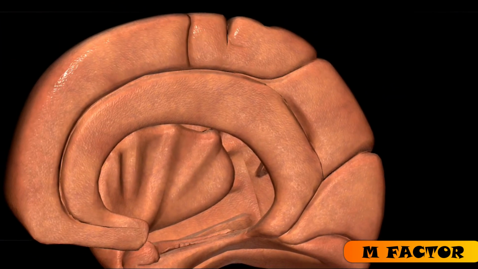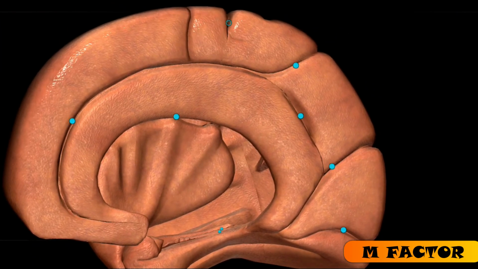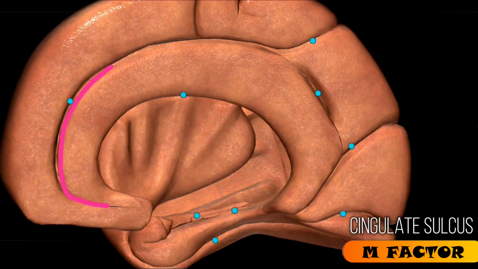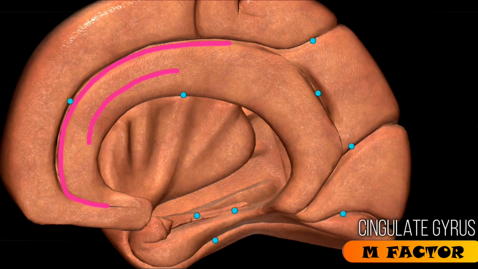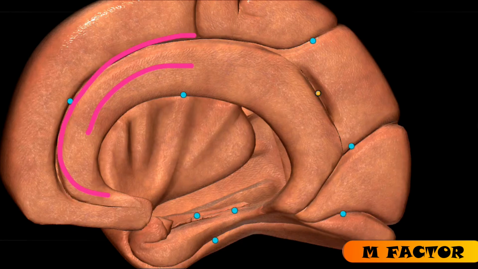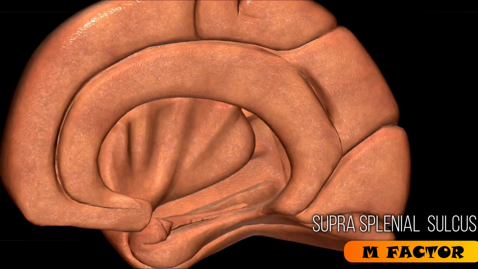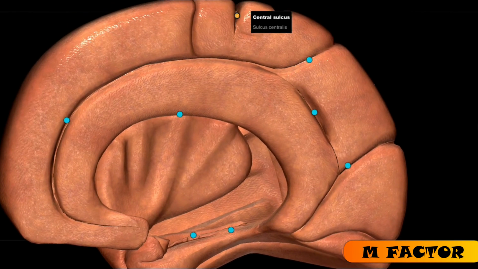Now let's come to the sulci and gyri on the medial surface. Coming to the medial surface, we have the cingulate sulcus. The cingulate sulcus forms the cingulate gyrus. The cingulate gyrus lies between the cingulate sulcus and the corpus callosum. The posterior end of the cingulate gyrus is bounded by the suprasplenial sulcus.